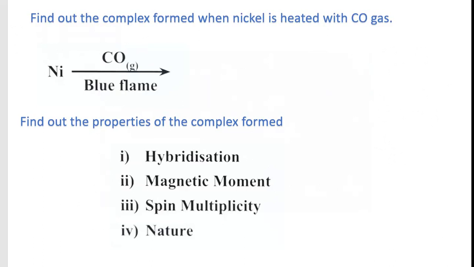So this will be in your question paper. Find out the complex formed when nickel is heated with carbon monoxide gas. Right? Nickel is heated with the carbon monoxide gas. So what will form actually? You have to find out the complex here. What complex should be formed here? And then you have to find out the hybridization, magnetic moment, spin multiplicity, and nature of this compound. Right? Let us work it out.